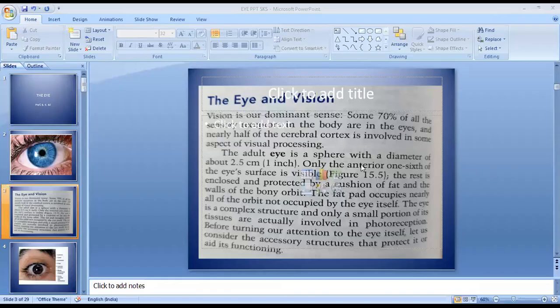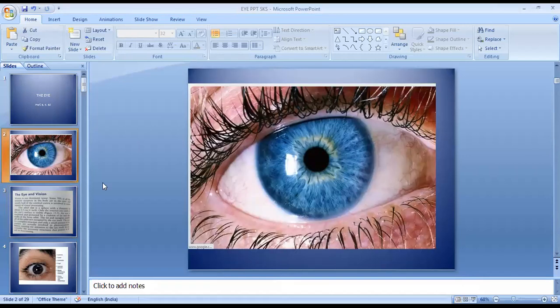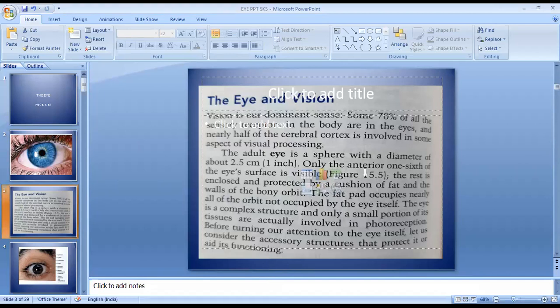Reading out some part of it from the slide, so you can also read it.